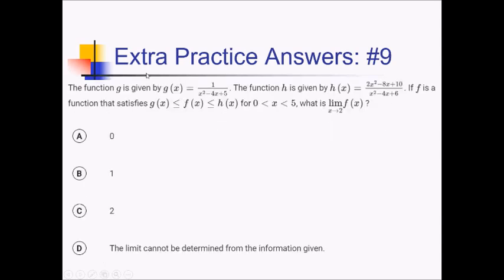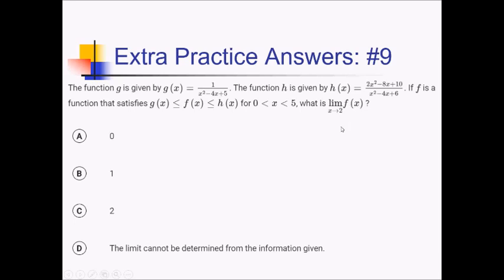On this problem, we're given the g function as 1 over this quadratic here. H is an even crazier looking rational function. And then they're telling us f is a function that satisfies g less than f less than h. So basically the f function is between or equal to g and h between the x values 0 and 5. Based off of all of this, we want the limit as x approaches 2 of f of x.